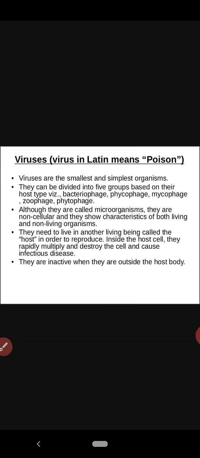They need to live in another living being called the host in order to reproduce, and in case of coronavirus, the host is a human, we. So different viruses have different hosts. In humans, we get contact with different viruses and get diseases like polio, TB, tuberculosis, etc. In case of dogs, canines, they have different ones, like canine distemper. It is a kind of disease.